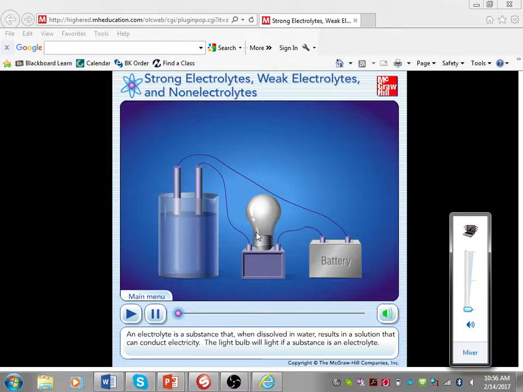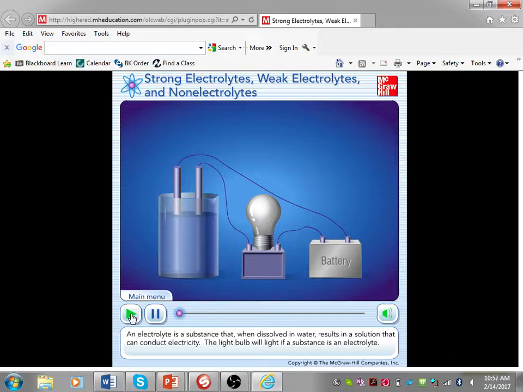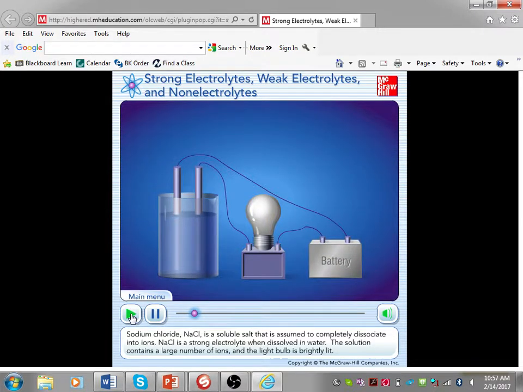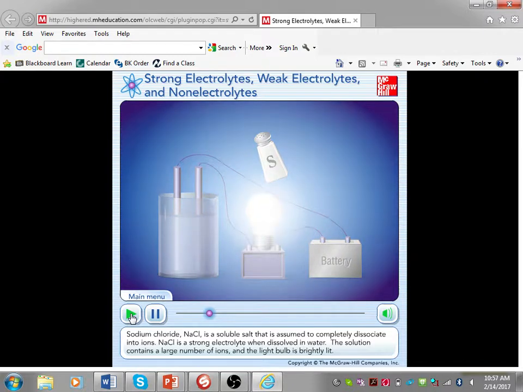The electrodes are connected to the light bulb and a power supply. And if there's ions in that solution, then the light bulb will light up. An electrolyte is a substance that, when dissolved in water, results in a solution that can conduct electricity. The light bulb will light if a substance is an electrolyte. We've got a solution, and now we've got NaCl. Sodium chloride, NaCl, is a soluble salt that is assumed to completely dissociate into ions. NaCl is a strong electrolyte when dissolved in water. The solution contains a large number of ions, and the light bulb is brightly lit.